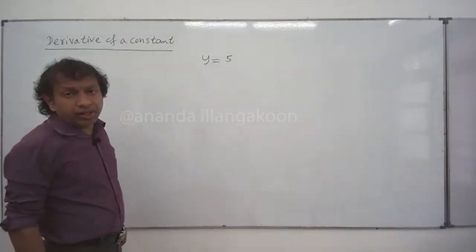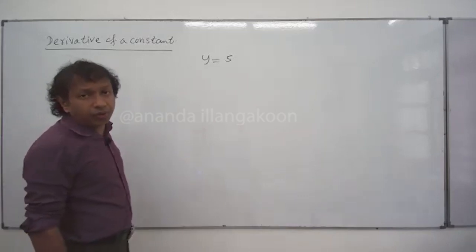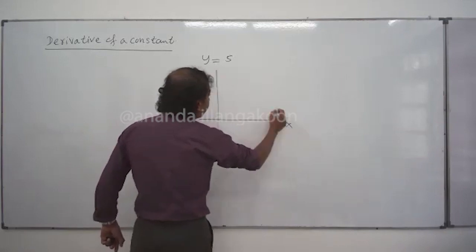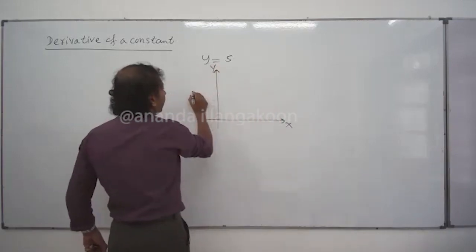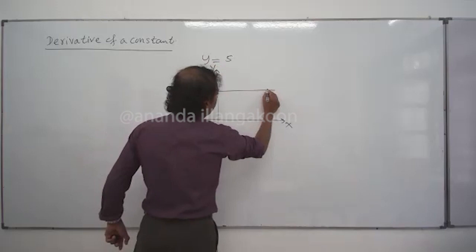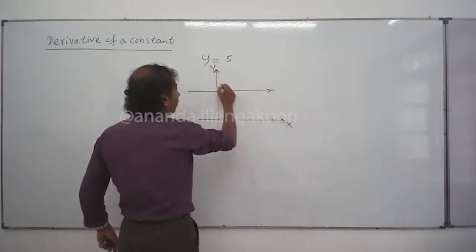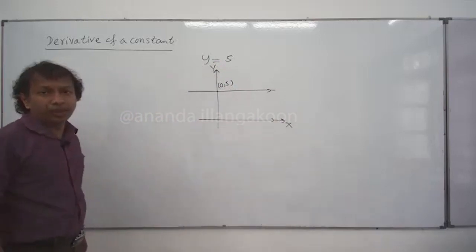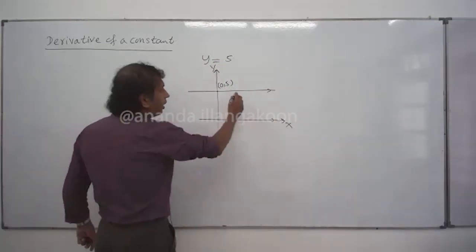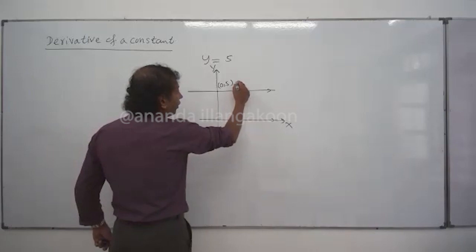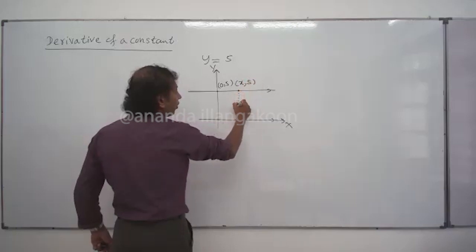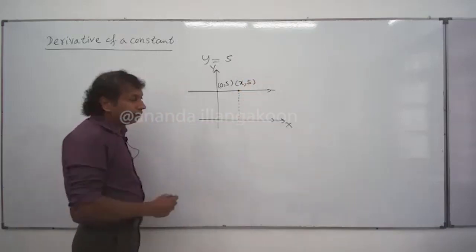In the OXY Cartesian coordinate plane, when we draw this y equals 5 graph, it is a straight line, cutting the y-axis at 5 and parallel to x-axis like this. This is the 5 point. You can see this line is parallel to x-axis. When we consider any point on the line, its x coordinate is x, but always the y coordinate is this 5. This height is always the same 5, no? This is x now.